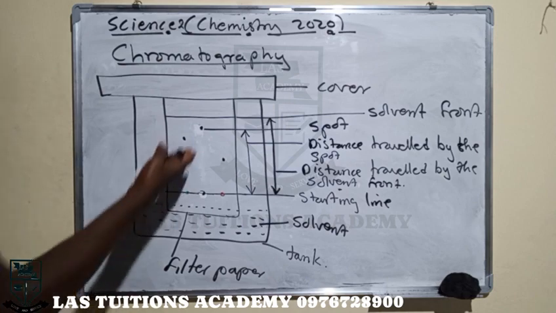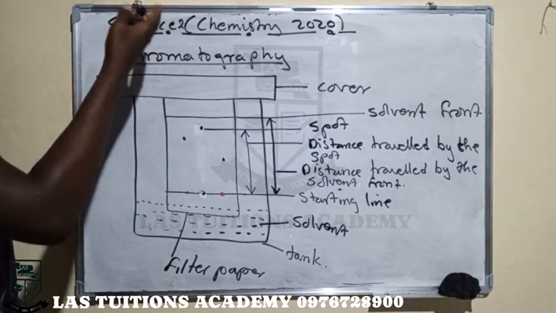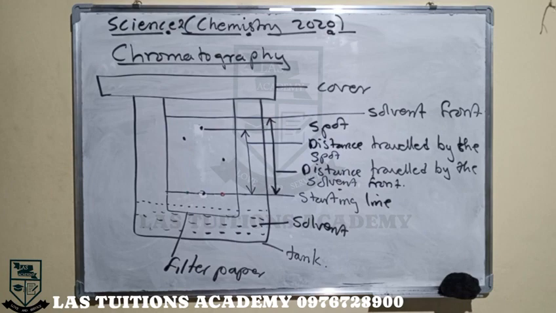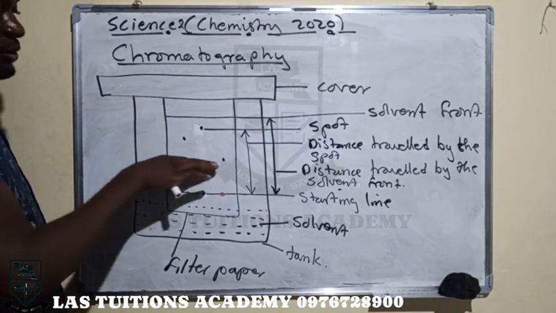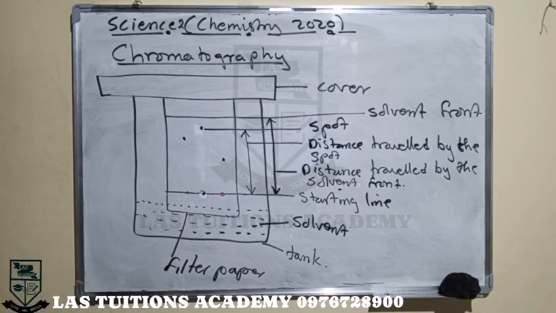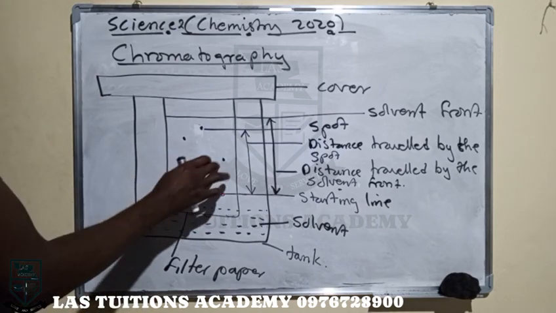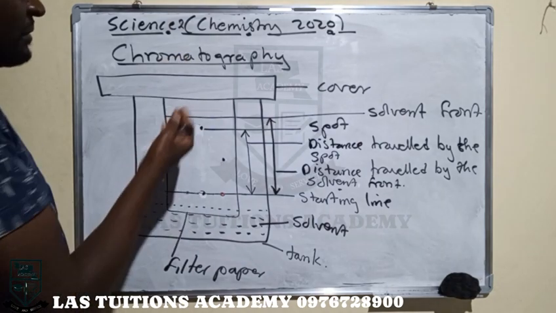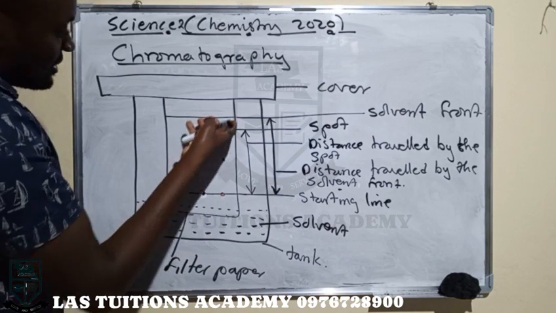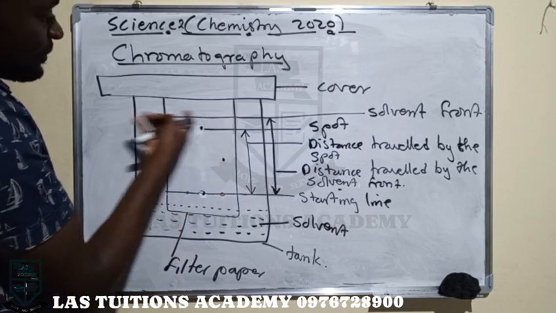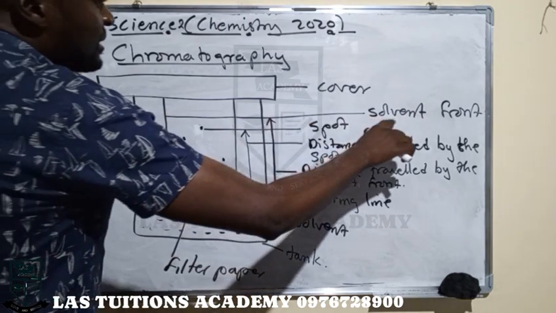So the one that rises faster and higher is the one that is more soluble. Meaning the one that stays down here the most is the one that is less soluble, or least in terms of solubility. Then as this solvent is rising, it reaches a point where it ends. Where it ends, that's what we call the solvent front.